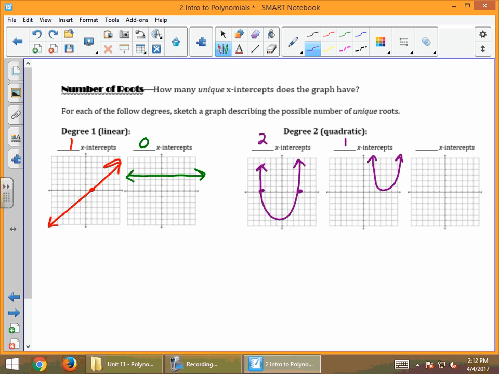Could it ever have 0? What's an example of where it's 0? It doesn't touch the x-axis. Yeah, perfect. It doesn't touch. It's either above or it's under. So it could look something like this, however you want to draw it. It could be opening down, with the turning point never crossing the x-axis. It could be above it, opening up. Questions over that?